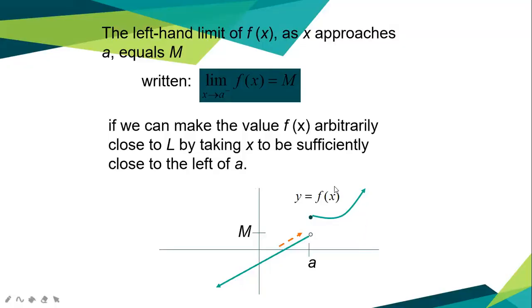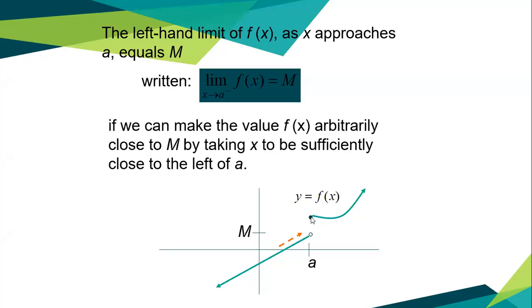While for the left-hand limit, the limit of the function f of x as x approaches a equals M, if we can make the value of the function f of x arbitrarily close to M by taking x to be sufficiently close to the left of a.